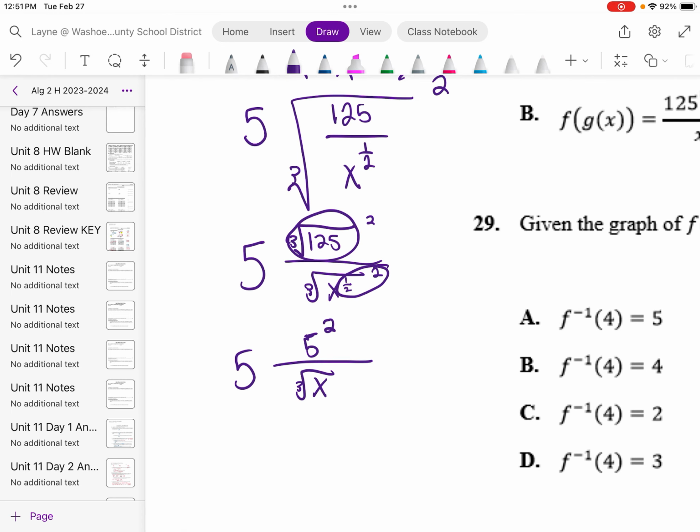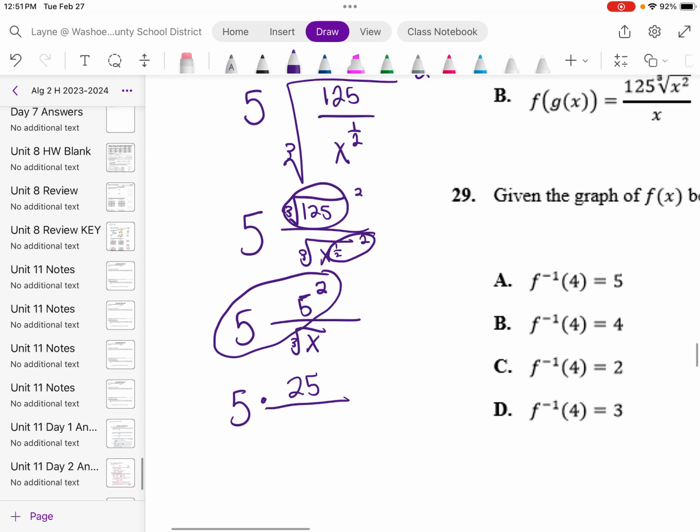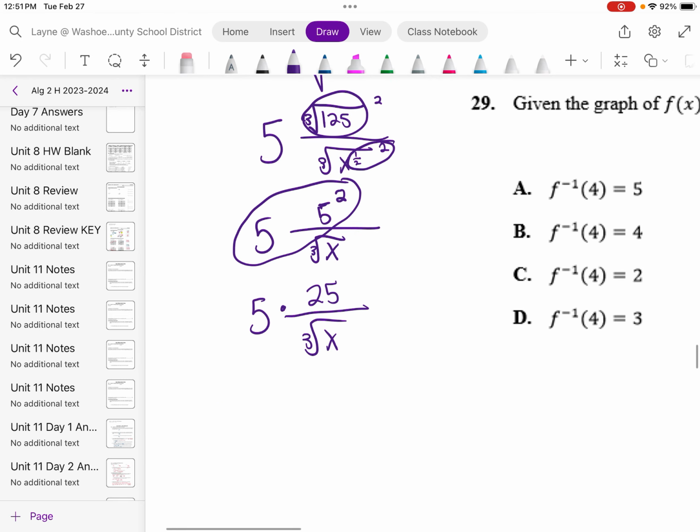So then I would just simplify these. So this is 5, and then this is 25. So 5 times 25 is going to be 125 cube root of x on bottom. So we'll have 125 over cube root of x.